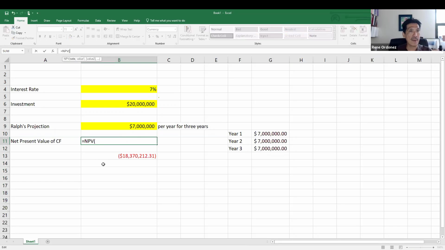When you type NPV, the function will ask for the annual rate. You can write 7% there, or you can just pick up B4. Then the NPV function wants you to list the values of the cash flows for the succeeding periods. So we will type 7 million for the first year, 7 million for the second year, and 7 million for the third year.